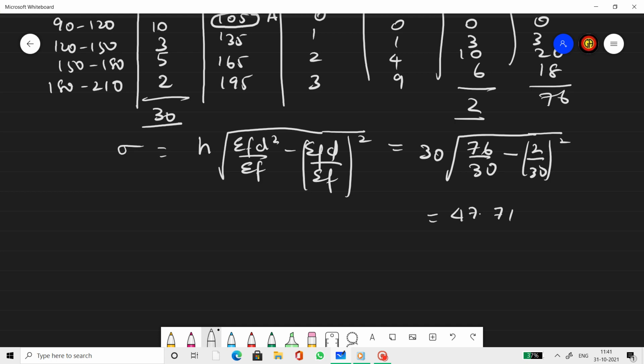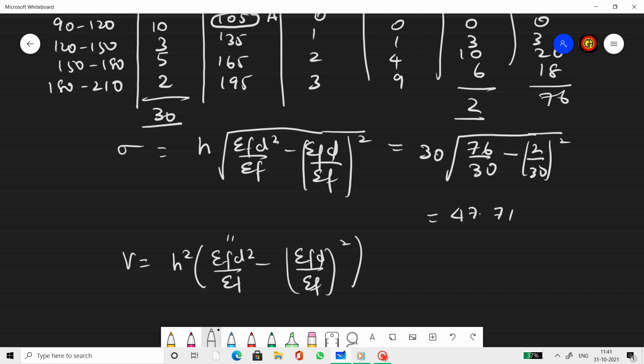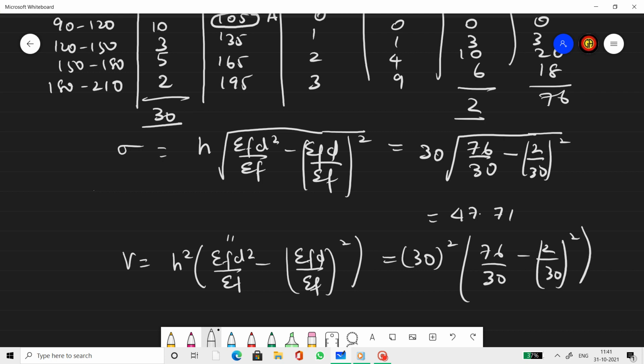So first divide, then divide and square and subtract, take a square root, multiply it by 30. Now imagine if they ask us to find the variance here. Then the formula will have a slight change because we have to square it. So it is h square into sigma fd square by sigma f minus sigma fd by sigma f, the whole square. So over here it will be 30 square, that is 900, into 76 by 30 minus 2 by 30, the whole square. So the answer, I guess, would be 2276.